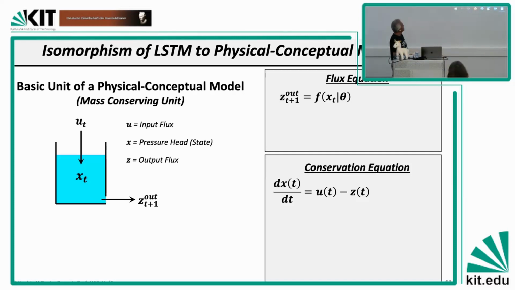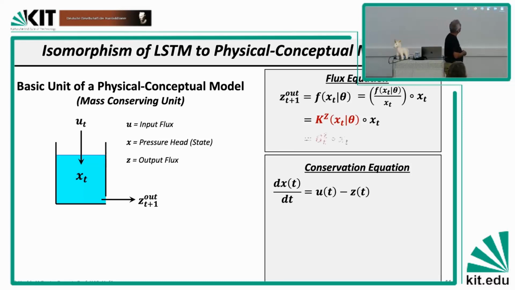But what if I do something interesting? I take this equation over here, and X is the state variable, and I divide and multiply by the state, okay? And I rewrite this to look like this, where this term K is a conductivity term. It says how much of the state comes out as the output at each time step, okay? And now what does that look like?